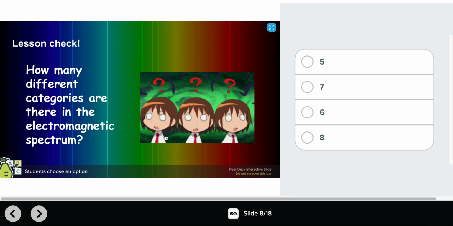Alright, let's do a little quick lesson check. How many different categories were there in the electromagnetic spectrum? Were there 5, 7, 6, or 8? Alright, hopefully you have one picked, and the correct answer is 7. There's 7 different categories.